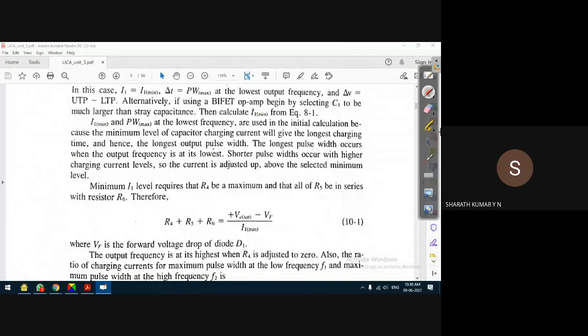Now the point here is I1 minimum, PW maximum. That means duty cycle is maximum at the lowest frequency, obviously using the initial capacitor. The minimum level of capacitor charging current will give the longest charging time. So the smaller the current, the longer the capacitor charging duration. See, the point is very simple.